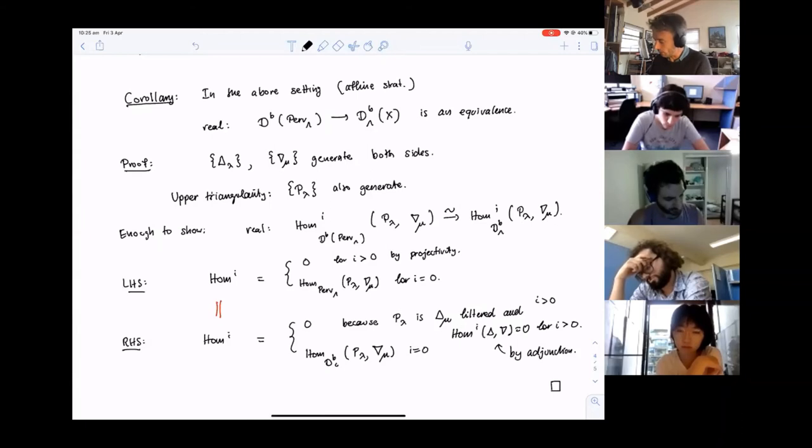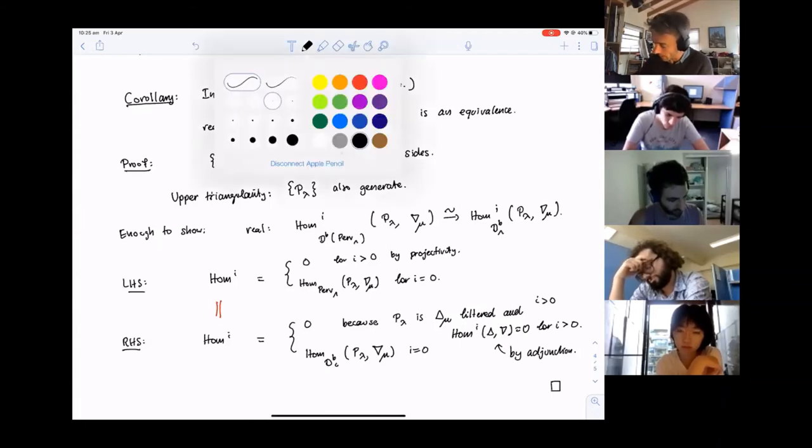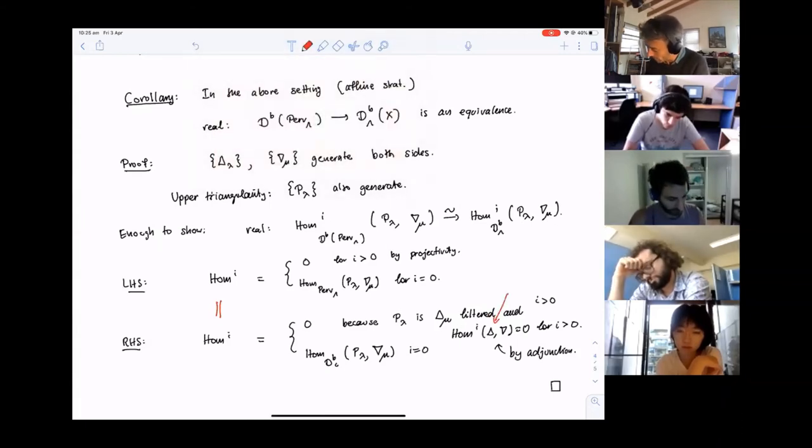Yeah, so here I used, of course, I hope this is obvious to you, the long exact sequence.